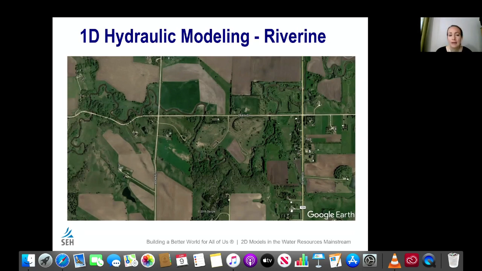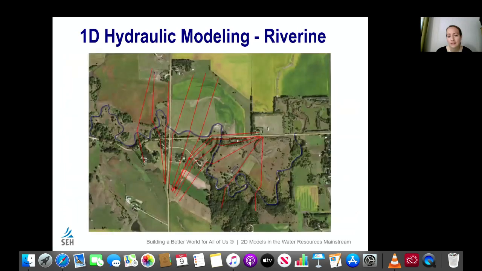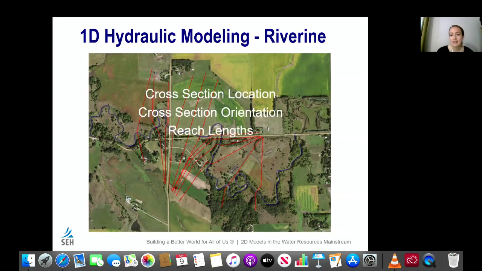A lot of times, even when we know a stream is complex like this, we still need to create a 1D model to conform to the regulation. So if we create a 1D model of Beaver Creek, we need to identify the stream center line here in blue, and then we need to cut cross-sections that we believe are perpendicular to flow in the channel and in the overbank areas. But it's really hard to say for sure if our cross-sections are truly perpendicular to the flow. So we need to be careful about choosing our cross-section locations and orientation.